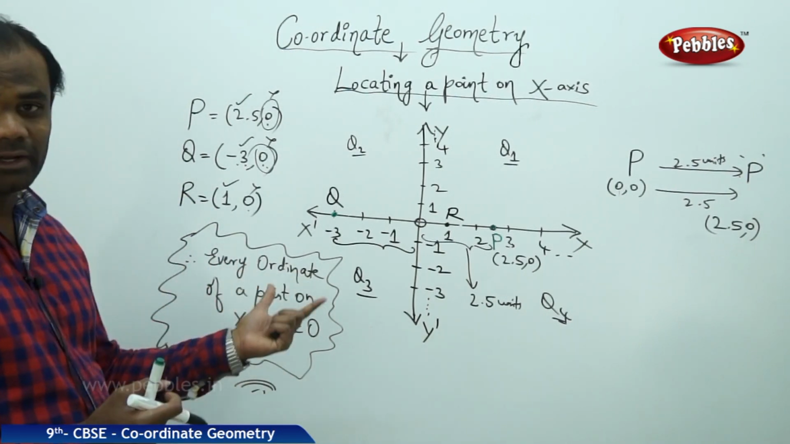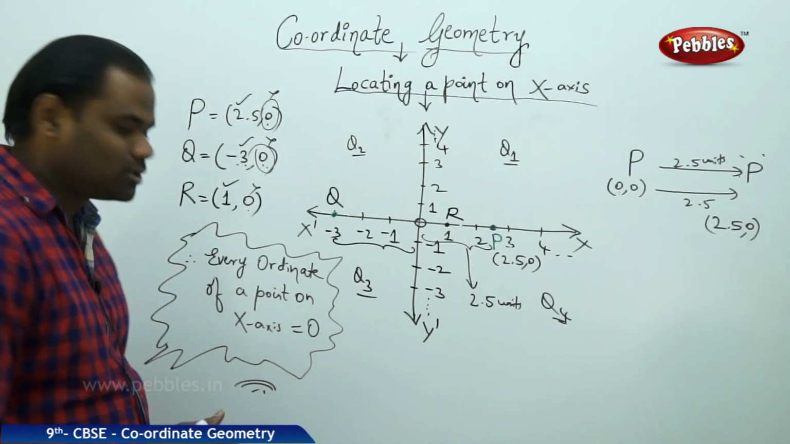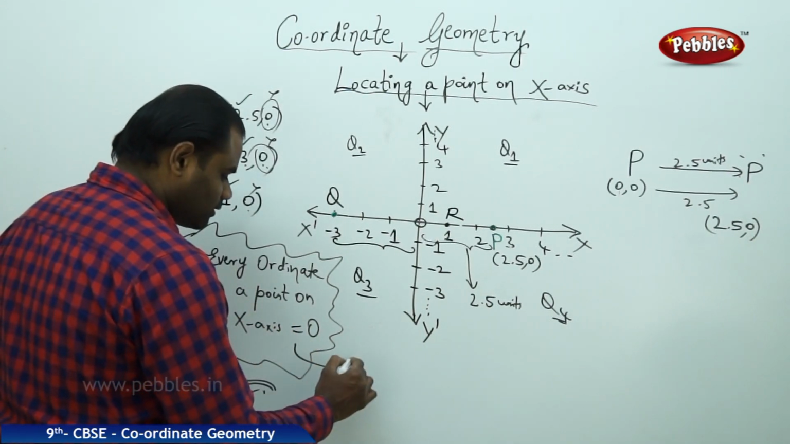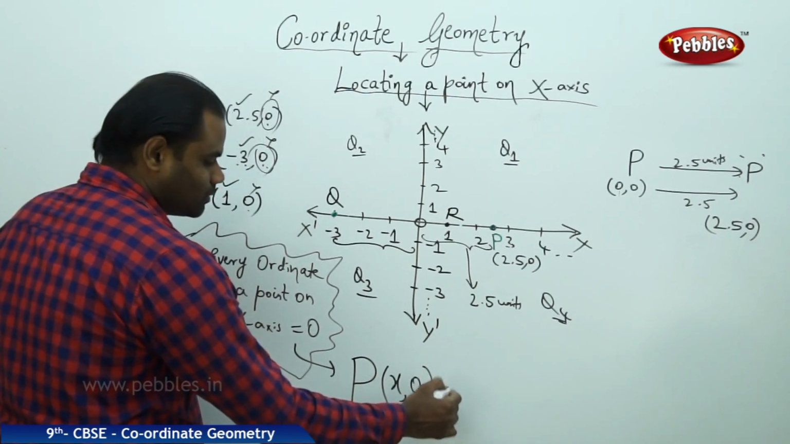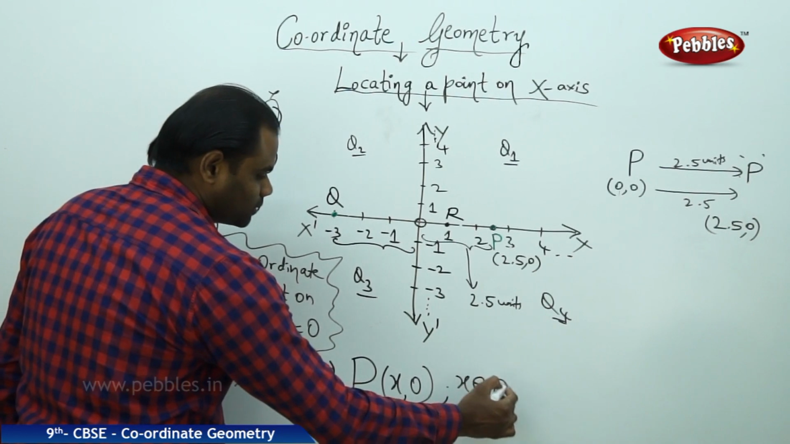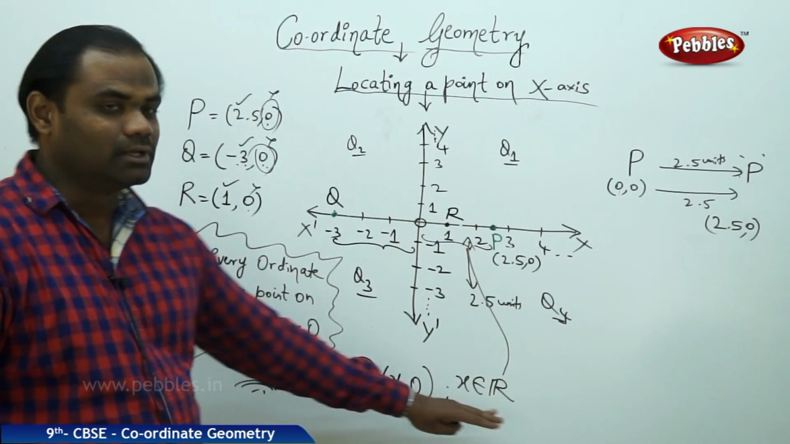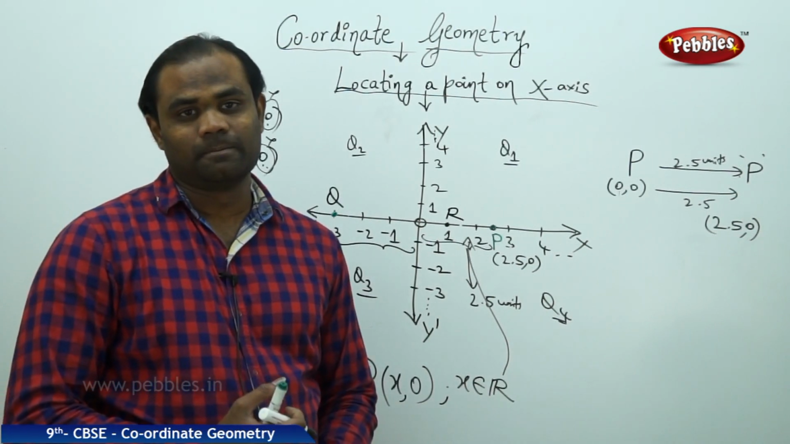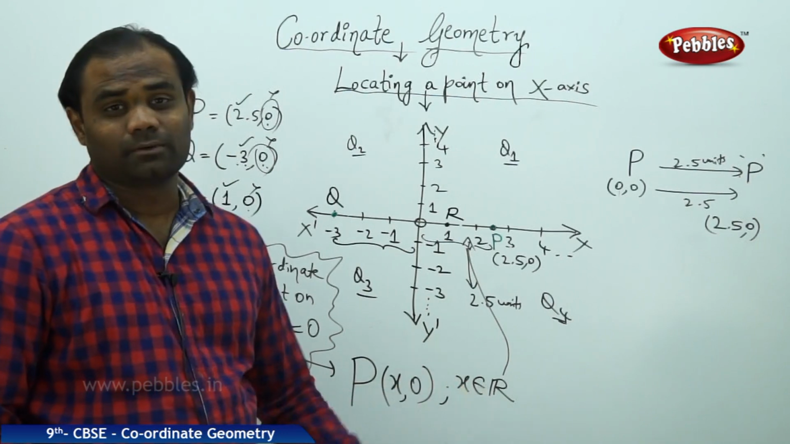Every ordinate, or every y coordinate, of a point on the x-axis is 0. So any general point you take on the x-axis would be in the form x, 0 for all x belonging to the real numbers. Any point on the x-axis is in the form x, 0.